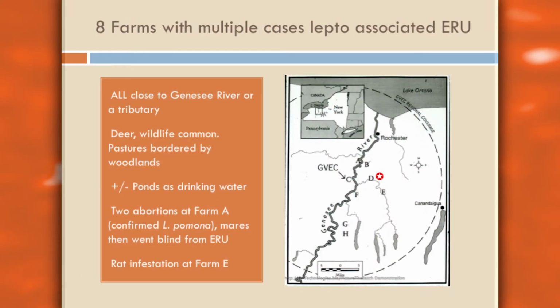I said, wait a minute, we've got a lot of farms with multiple cases. What's going on here? So I identified 8 farms, this is a long time ago, 20 years ago, that had multiple cases of leptospiral-associated ERU. And I plotted them on a map, and I think you can draw your own conclusions. They're all very close to our river or a tributary of the river.